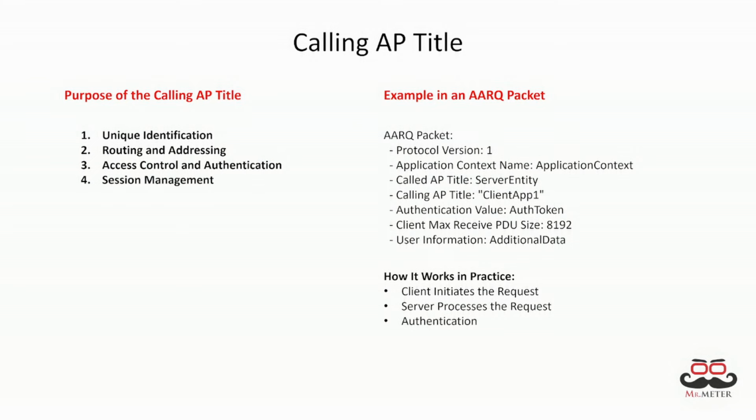The authentication part. The server might use the calling AP title in conjunction with other information, like the authentication value, to verify the identity of the client. And at last, the association establishment. If the server accepts the request, the calling AP title becomes part of this established session, and any further communication is associated with this identifier.